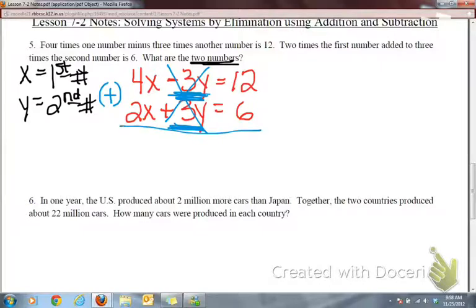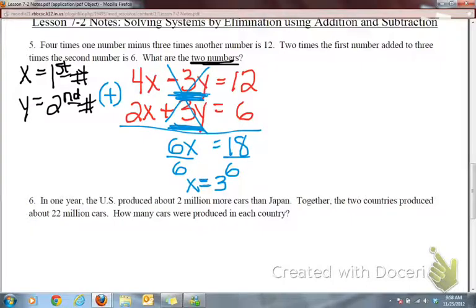The y's go away. The x's will just give me 6x, because 4x plus 2x is 6x. And 12 plus 6 is 18. And then divide by 6, and x equals 3. So we know the first number was 3.